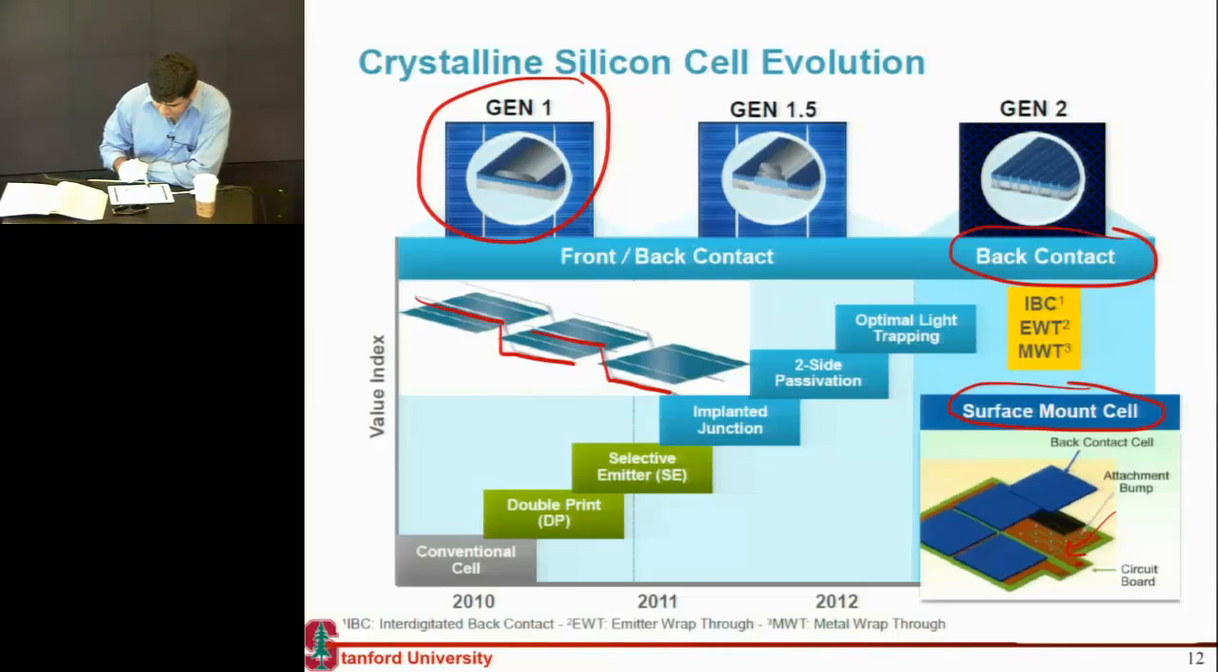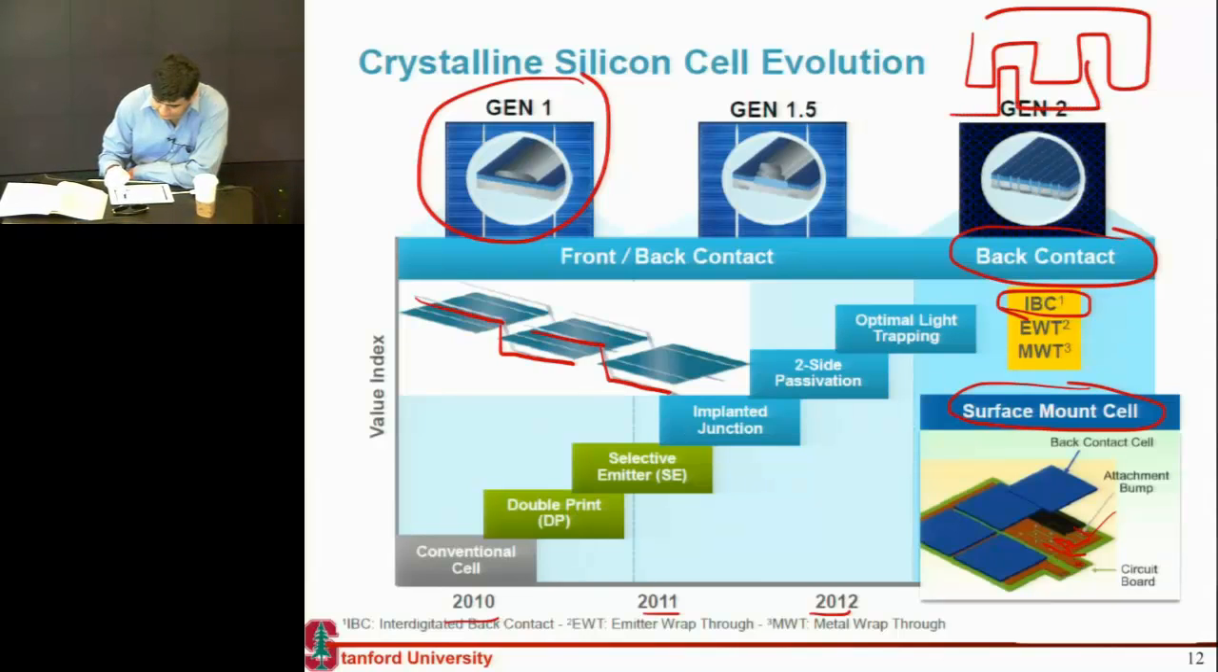So again, this is the current timeline, and there could be multiple schemes of making these back contacts. The one which is used by SunPower is called the interdigitated back contact, where you have fingers of these two contacts which are interdigitated with each other. But there could be other schemes such as emitter wrap through and metal wrap through, and these are described in more detail in the videos on the class website.